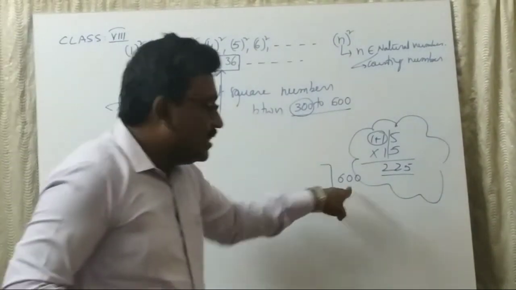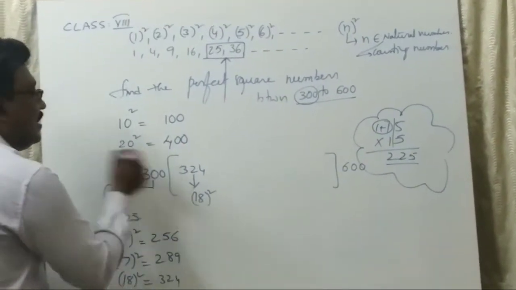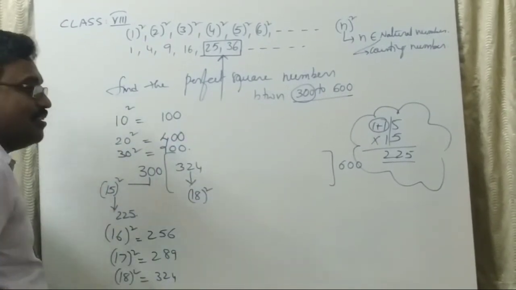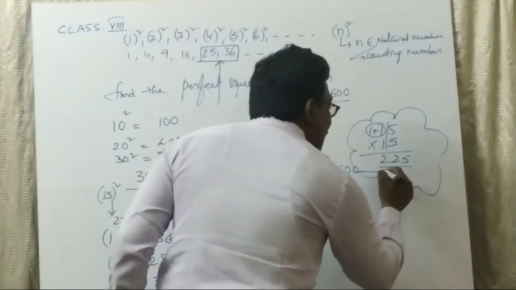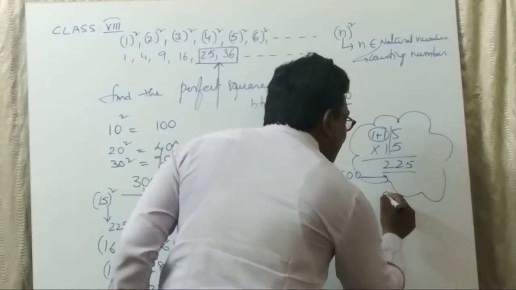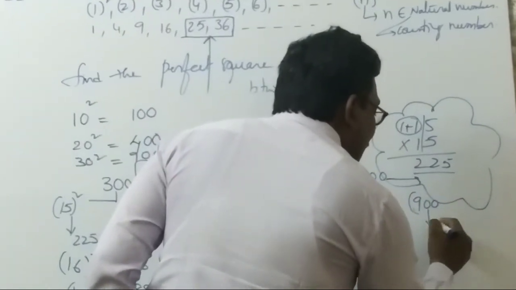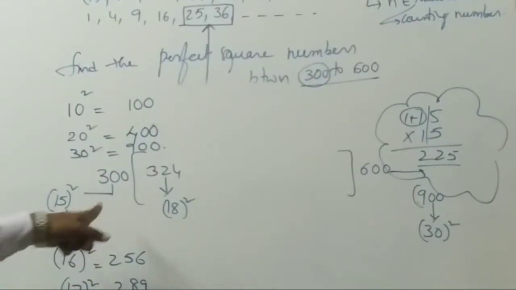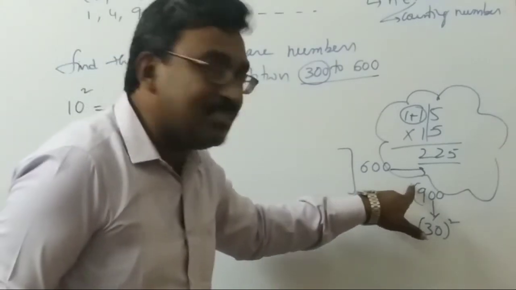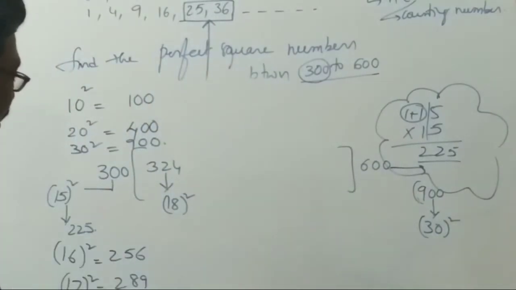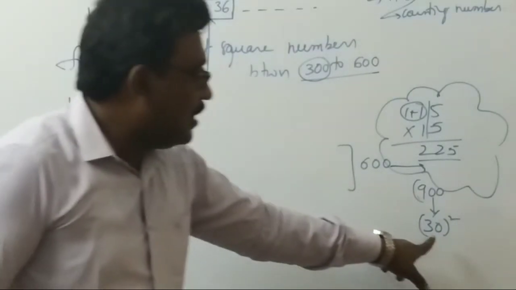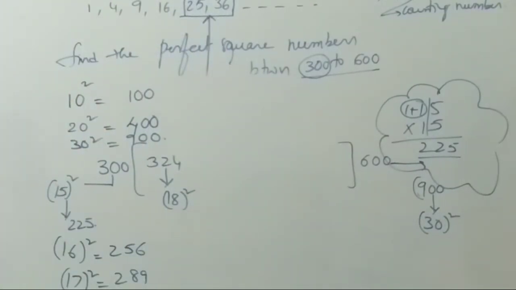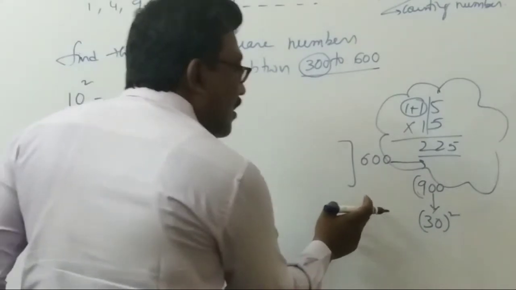Now come to 600. 30 30s are how much? 30 square is how much? 900. So definitely after 600 only 900 will be there. That is 30 square. Now we are setting the perfect squares from 300 to 600. Of course 300, that is 18 square. Here it is 30 square. Between 18 to 30 only, and very close to that here.